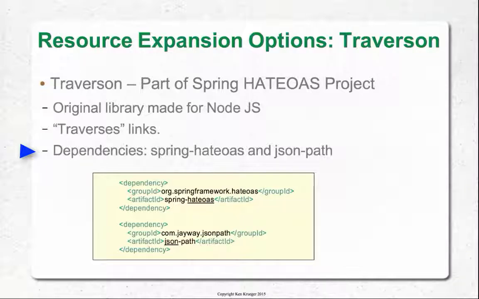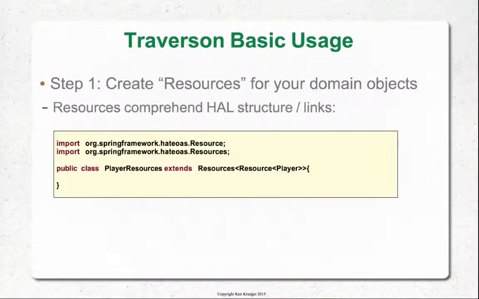If you want to use Traverson, you need to include these dependencies for Spring HATEOAS and JSON path. Remember, in Spring Boot apps, you don't need to specify a version if you want to take the default. After you add the dependencies, you'll need to create some resource classes. Now, the resource is actually a class defined in the Spring HATEOAS framework. Essentially, it is a wrapper for any domain object. And what it does is it contains a provision for links to other resources, so your domain objects don't have to model that. It also understands HAL structure, which happens to be the convention that Spring Data REST has chosen to follow by default.